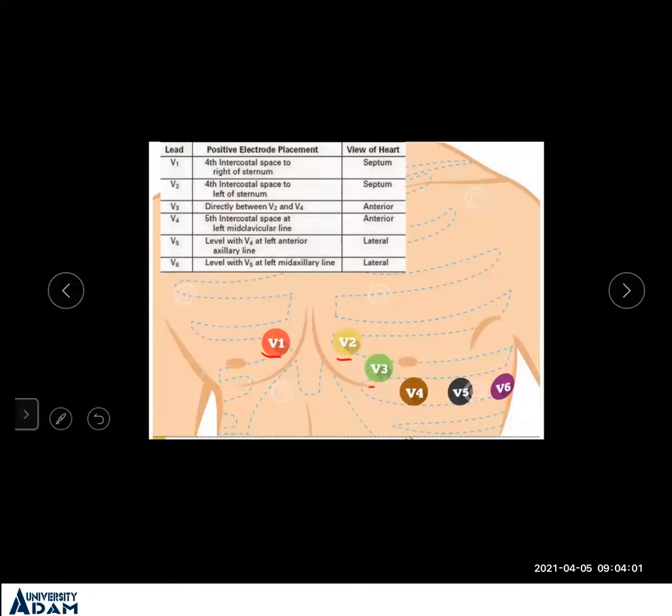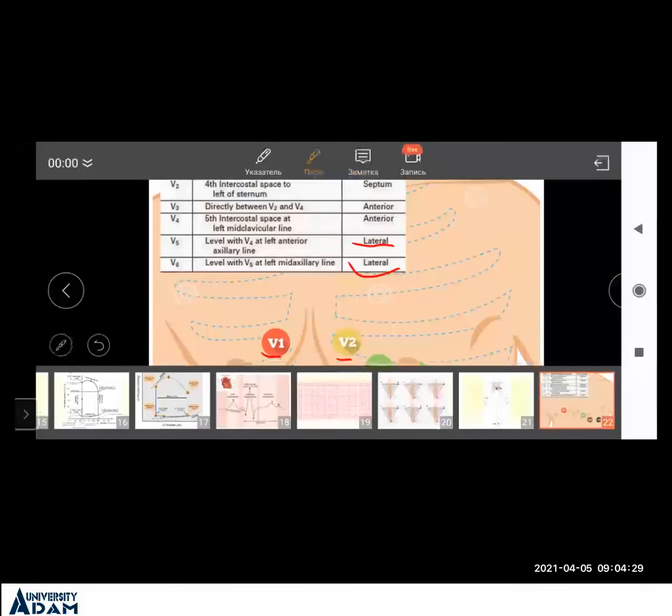Each electrode registers electrical activity from a different part of your heart, and that's why they show us different places. For example, V5 and V6 show the lateral part of the heart, and so on.